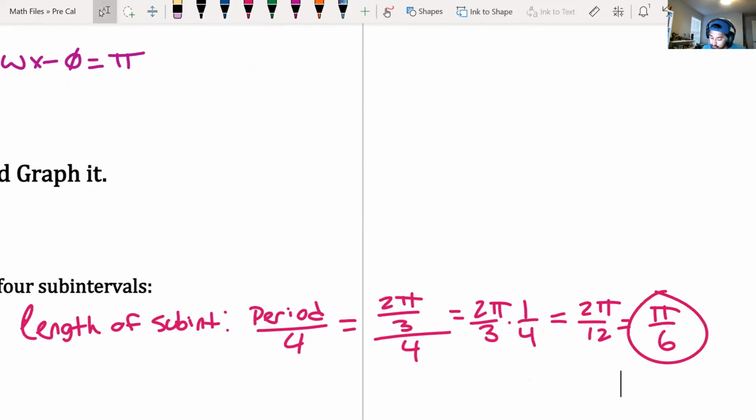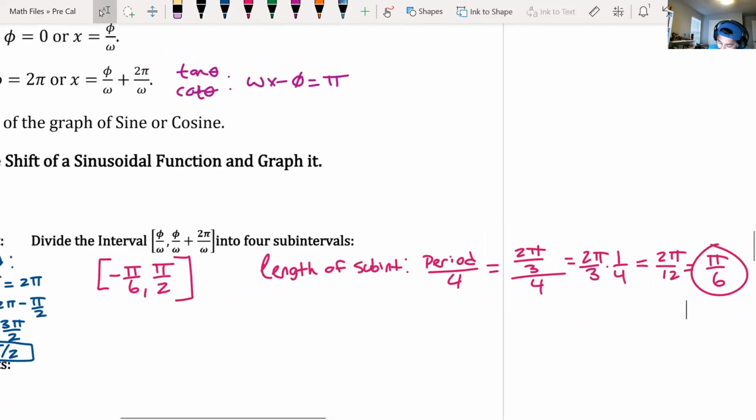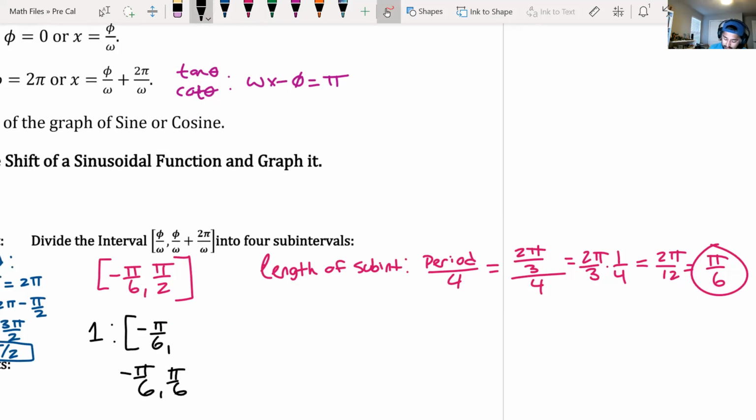Okay. So what we do with that information is we make our 4 sub-intervals within the main interval. So here's where we're starting. Number 1. We start at negative pi over 6. And then I add a subinterval length of pi over 6. So what would negative pi over 6 plus pi over 6 be? Negative pi over 6 plus pi over 6 would give me 0.